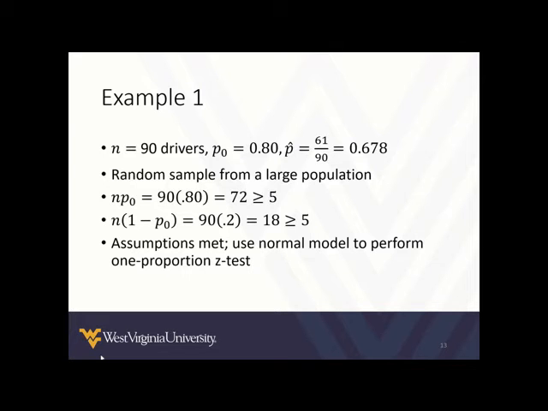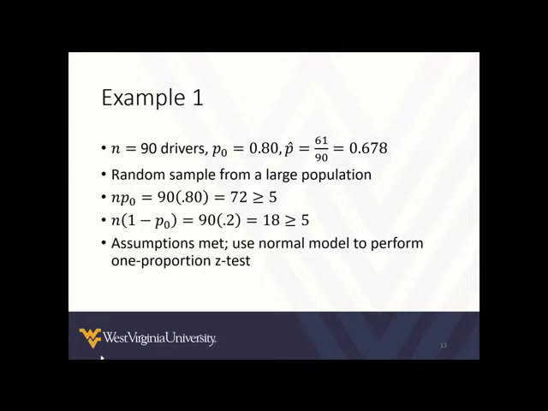Now we can go ahead and check our assumptions. So it was given to us that we do have a random sample. We do need to make sure that it is from a large population, so we need to make sure we have at least 5 successes and 5 failures. So n times p naught, which would be 90 times 0.8, is equal to 72. That's clearly greater than 5. And n times the quantity of 1 minus p naught would be 90 times 0.2, which is 18, which is greater than or equal to 5.